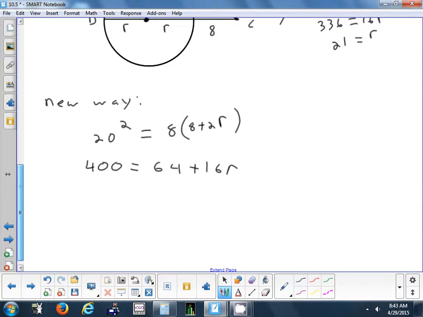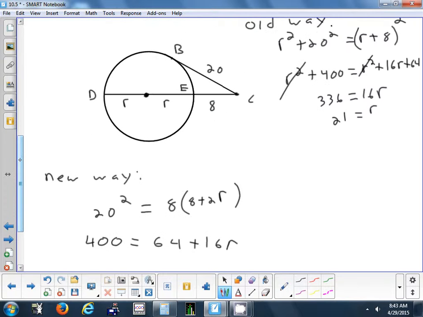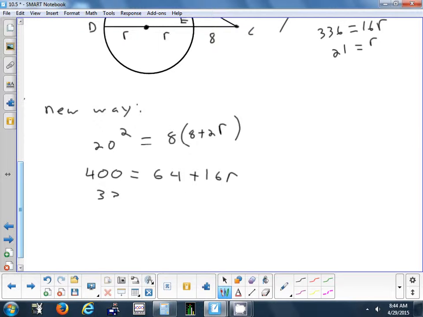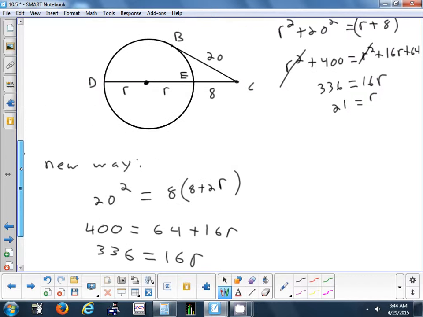Go back up and compare what we have right now. 400 equals 64 plus 16r, and 400 equals 16r plus 64. We've got the exact same equation, but it was easier because we didn't even have to deal with r squared or the Pythagorean theorem. A little bit fancier formula, but a lot simpler algebra, fewer steps. Bring the 64 to the other side, just like before: 336 equals 16r. And lastly, divide by 16.